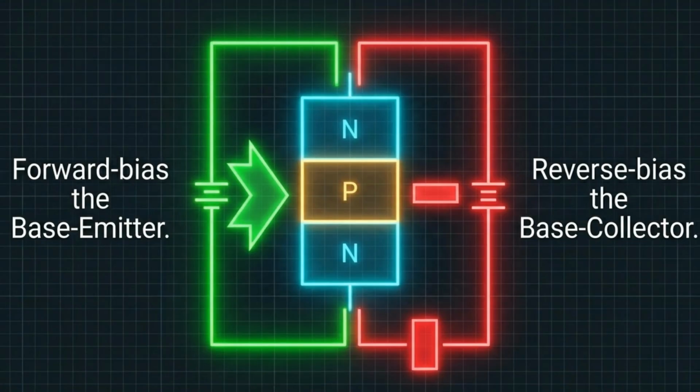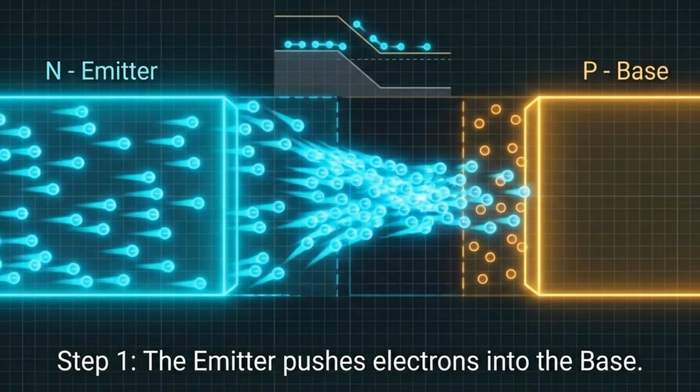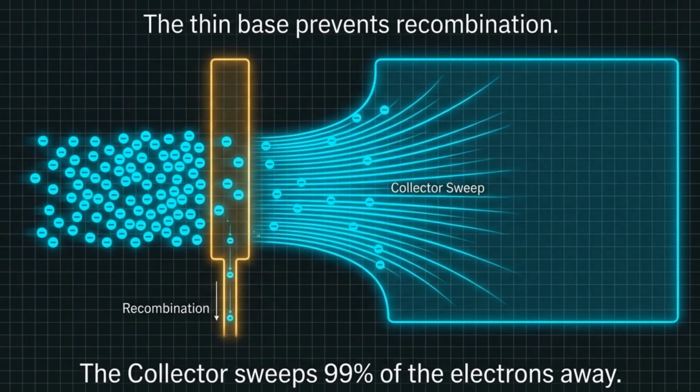To operate properly, we must bias the junctions correctly. Forward bias the base-emitter junction, and reverse bias the base-collector junction. In this configuration, the first step is for the emitter to push a high density of electrons into the base region. The base is kept very thin to minimize recombination.